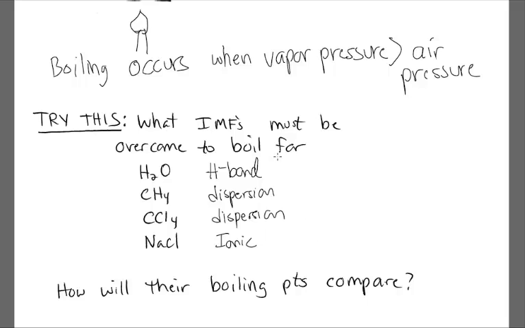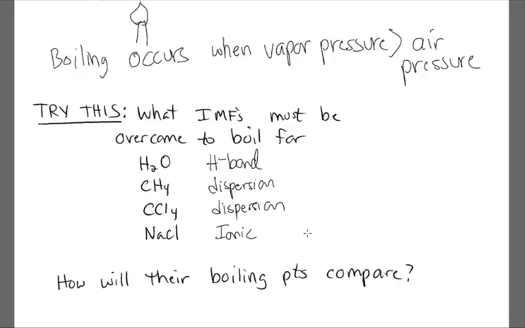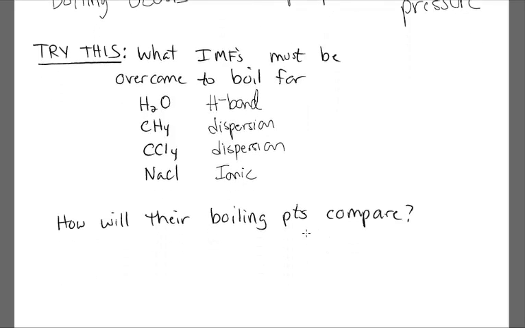All right, so you can use those and rank them according to how high you expect their boiling points to be. Okay, the stronger the intermolecular force, the higher the boiling point. All right, so the highest boiling point is going to be the strongest force, which is going to be ionic. So sodium chloride will have our largest boiling point. The next highest would be hydrogen bonding, so that will be water. And then you have two that are dispersion.